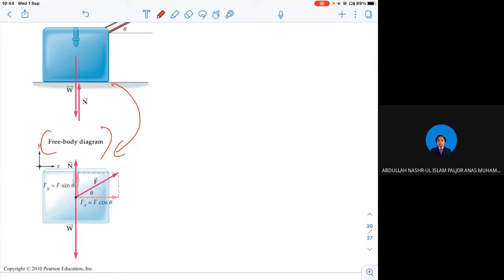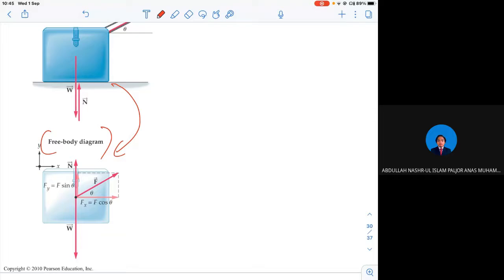We noted here that when you're dealing with W, it doesn't have an x-axis, it must have a y-axis, because the weight is always pointing downward, straight downward. It doesn't bend to a certain angle. It's straight downward, and the normal force will always be perpendicular to the surface.